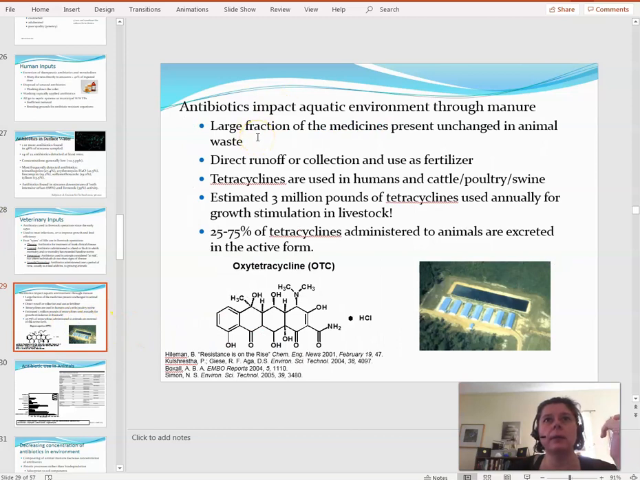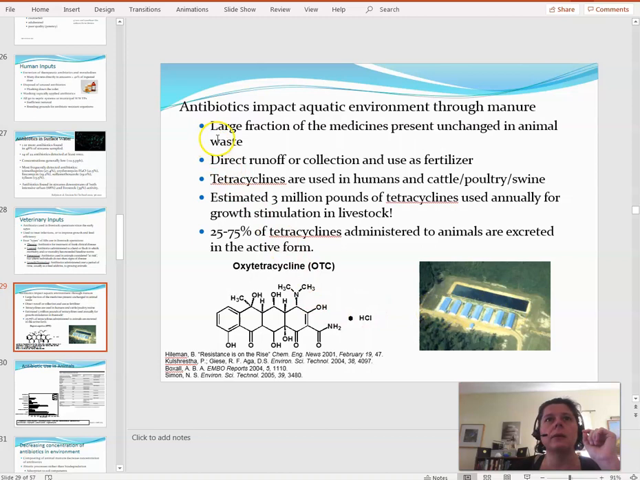Antibiotic input into aquatic environments happens from manure. So here is all of our confined animal feeding operations. We have tons of these around here. There are 4 pigs to every person in this county. And so we have tons of these pits all over the town in this area.